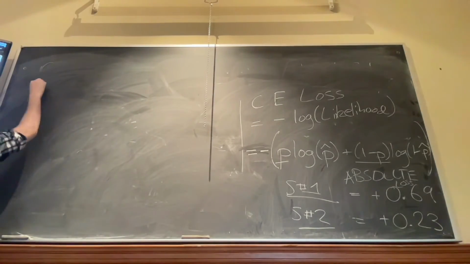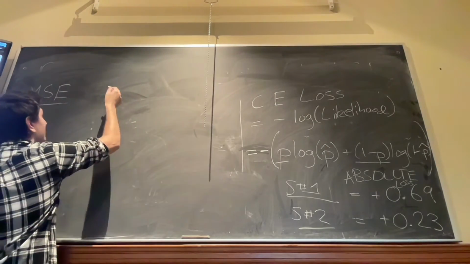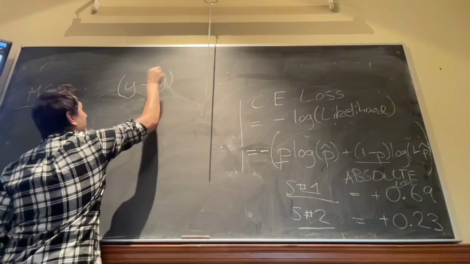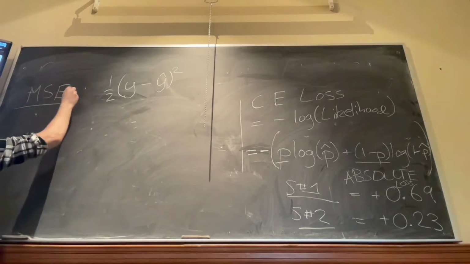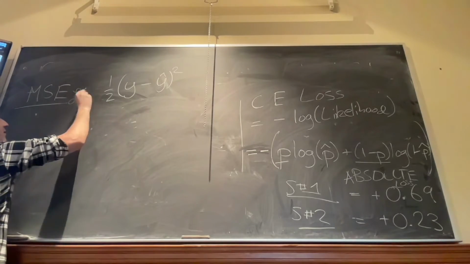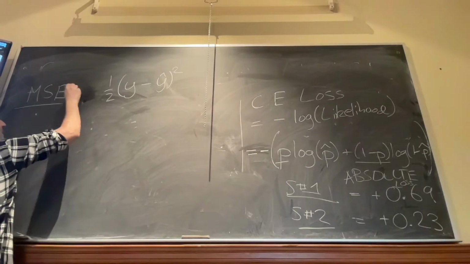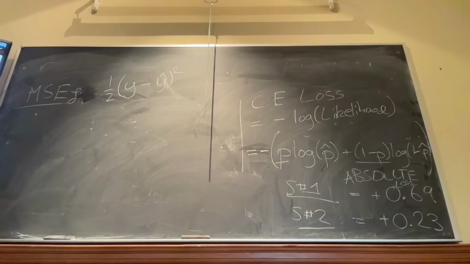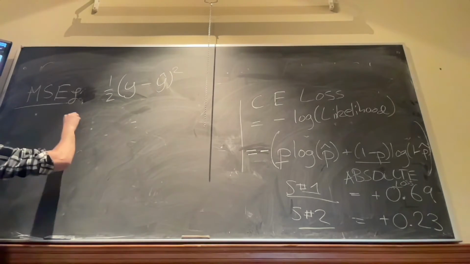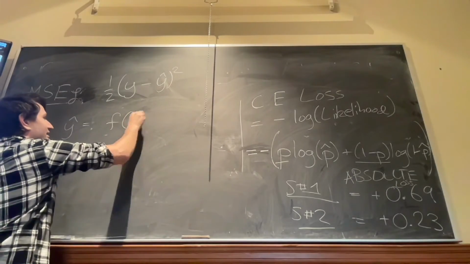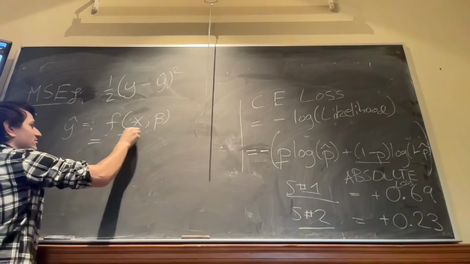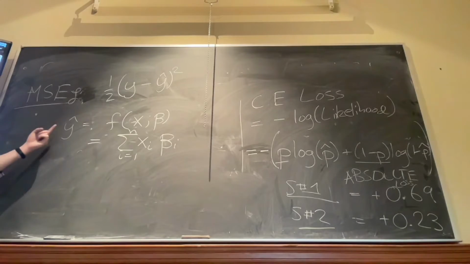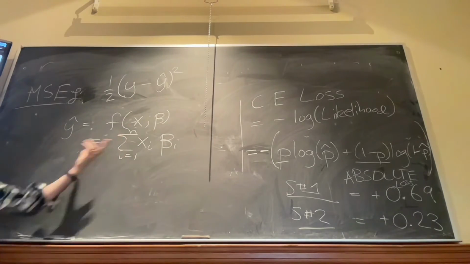So this is for the mean squared error. So the mean squared error has this loss function. It's (y minus y hat) squared. This is the loss function. If you have some sample y and you estimate y hat, this is the loss function you get. And if you put in y hat as a function of x and some parameters beta, which is linear, so the sum of x_i beta_i, that's what we said when we were doing linear regression. So in linear regression, we estimate as a linear combination of our x's with some parameters beta.